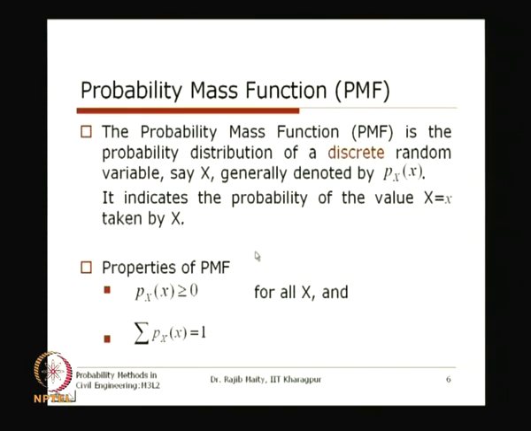Next, we will first start with the probability mass function, PMF, which, as we have just seen, is for the discrete random variable. So, whenever we mention PMF, this is for the discrete random variable. The probability mass function PMF is the probability distribution of a discrete random variable, say x. Generally this is denoted by p_X(x). So, here this notation is important. This p is lowercase, and this subscript X denotes the random variable.